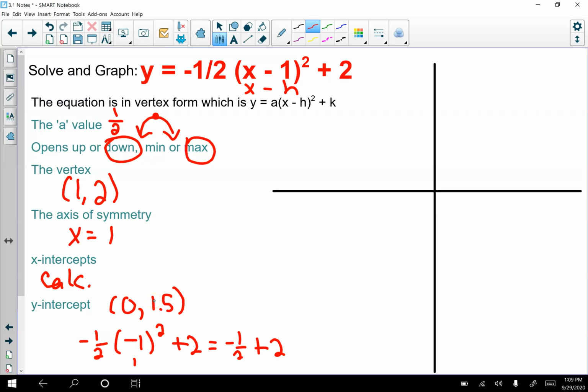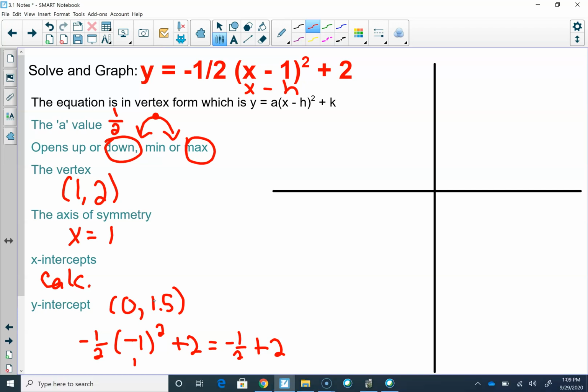And then again, we're going to go to our calculator and plug this in to be sure we're able to do this. And go ahead and put this into your y equal button.